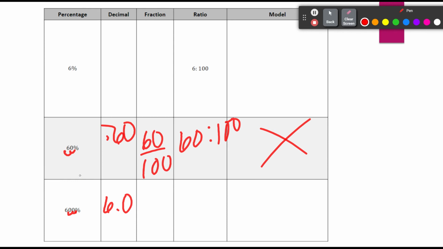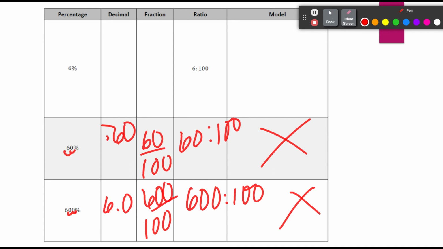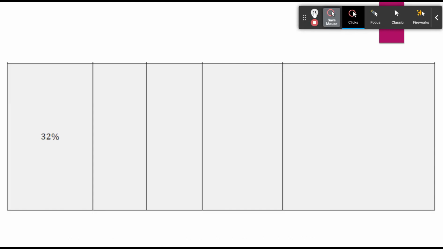The next thing is to put it over 100. So again, just take that number, 600, and put it over 100. And then as a ratio, 600 to 100. And we'll nix the model. So the process is the same no matter if we're talking about 1-digit numbers, 2-digit numbers, 3-digit numbers, 500-digit numbers. It doesn't matter. The process is going to be the same.